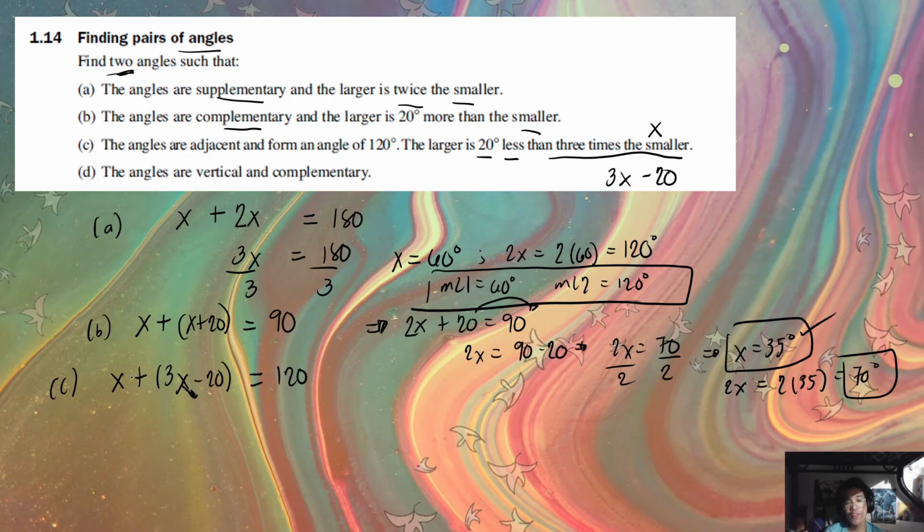So simplifying, we have x plus x, so it's x plus 3x. That should give us 4x minus 20 is equal to 120. Then we have to transfer negative 20 to the other side since it's a constant, and that's going to give us a positive value. So 4x is equal to 120 plus 20, so that should give us 4x is equal to 140.